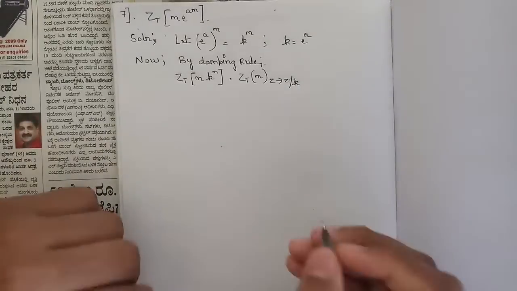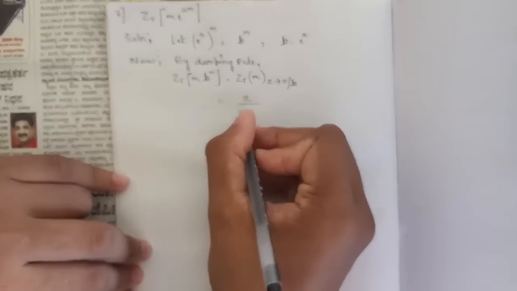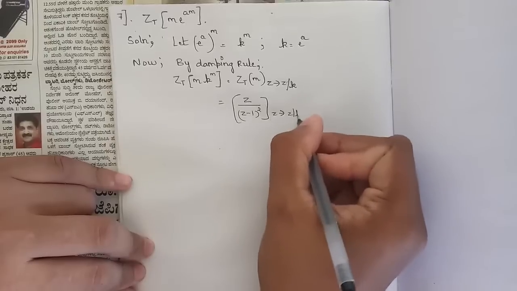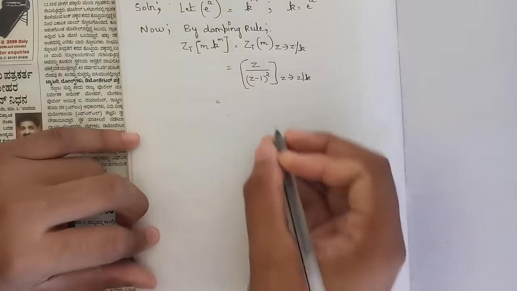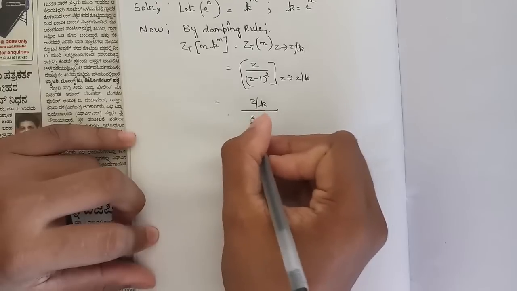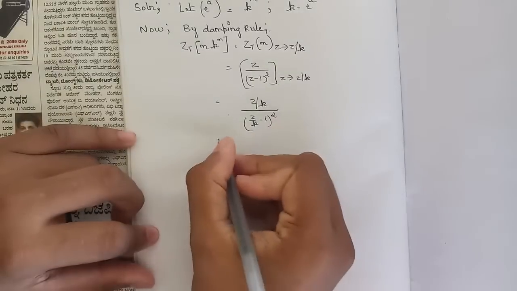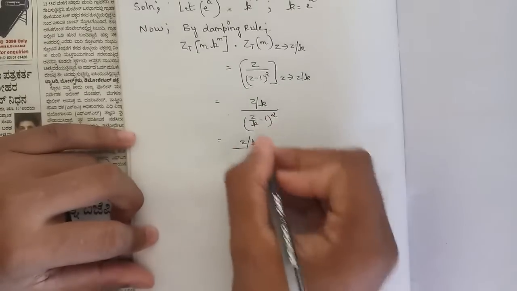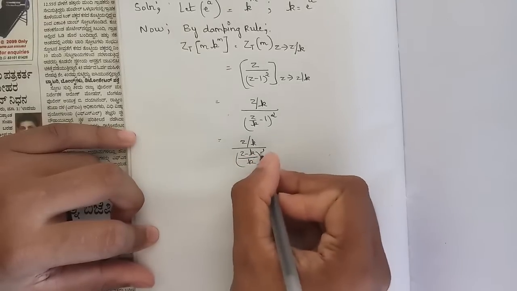So now let's start with the problem. So we know that the Z transform of n is Z by Z minus 1 whole square. Z is replaced by Z by k. Now replace all the Z by k. So now this becomes Z by k divided by Z by k minus 1 whole square. So further simplifying this, so now let's take the LCM inside the bracket, that is Z minus k by k whole square.